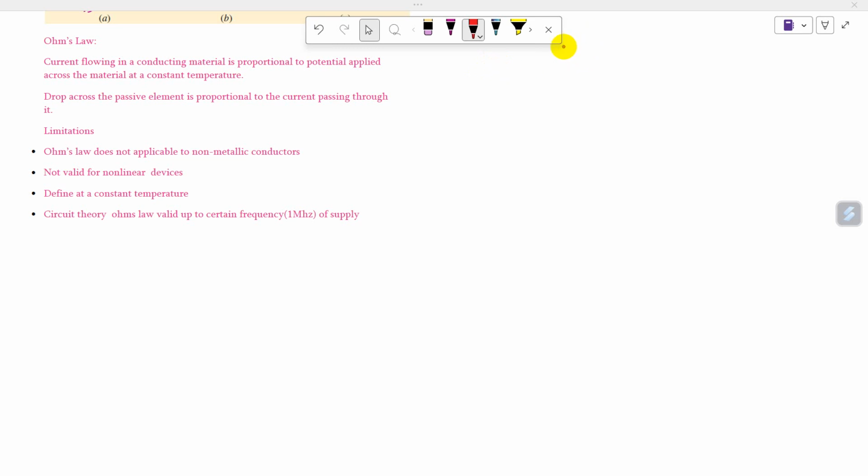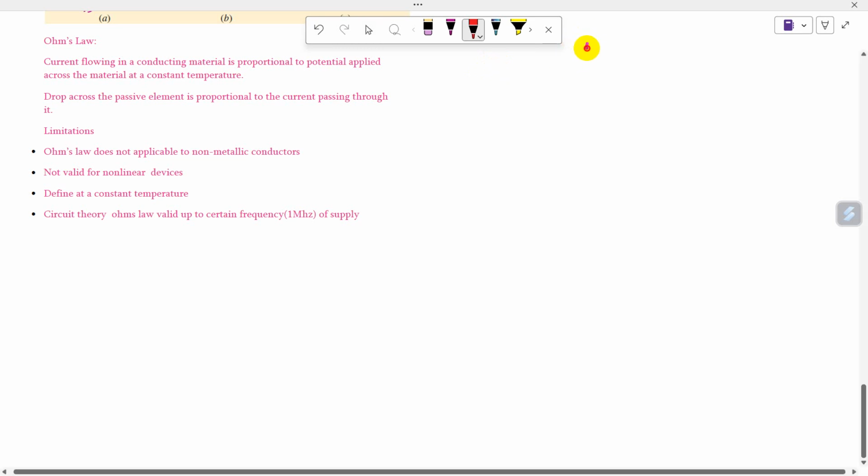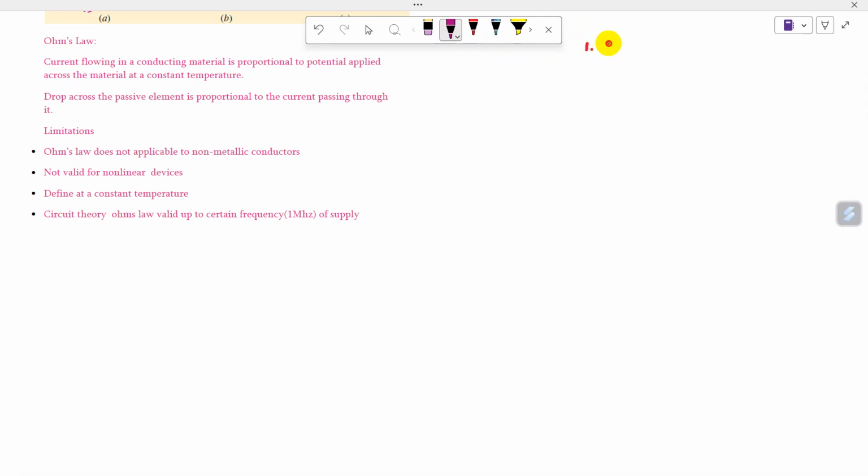So all these materials are classified broadly into conductors, semiconductors, and the third one is insulators. Now we will see about conductors.